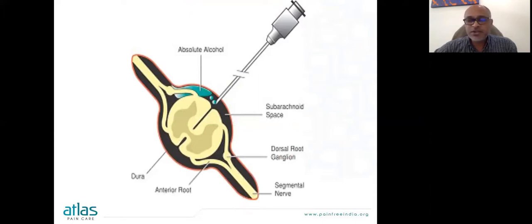Typically we inject about 0.5 ml of alcohol for each level and then wait to see if there is any relief before we continue. It's not like a single shot where you go and put in 5 ml of alcohol and come out. It doesn't happen that way. You've got to be very careful.